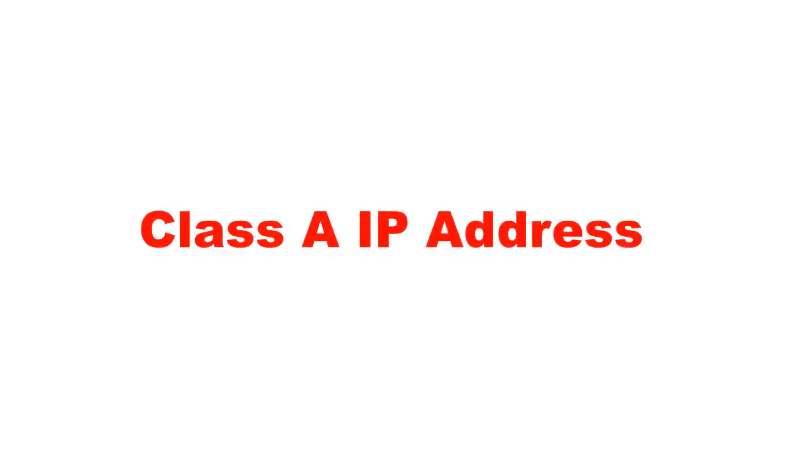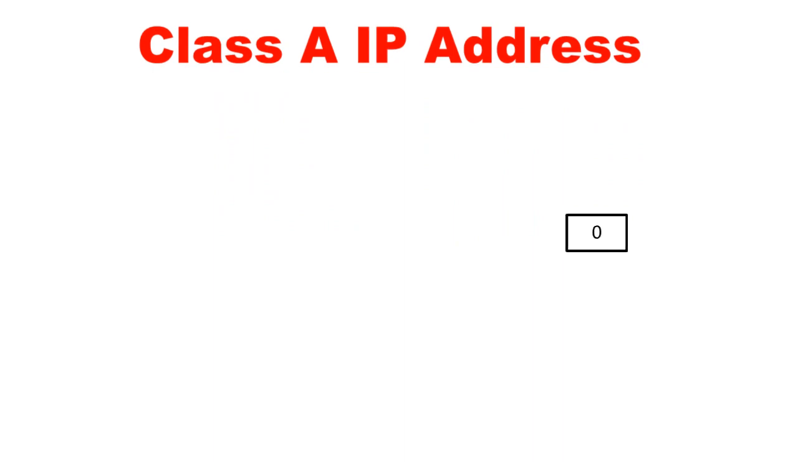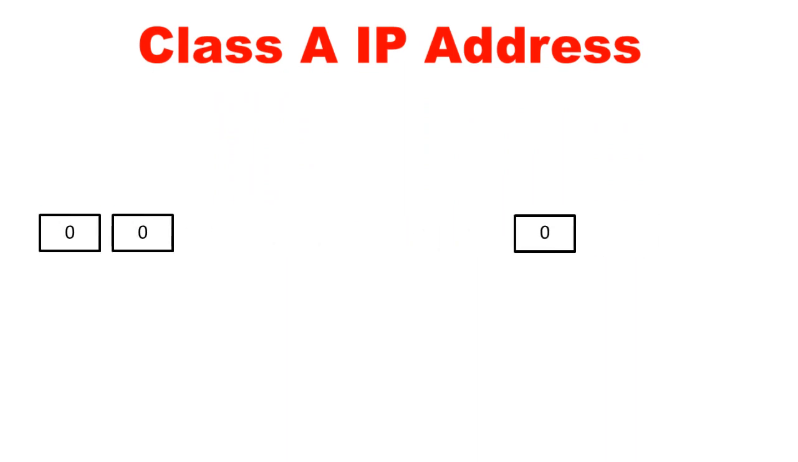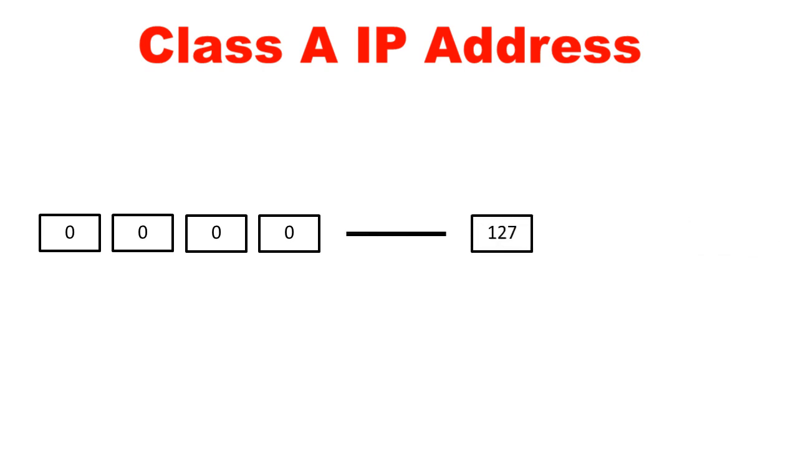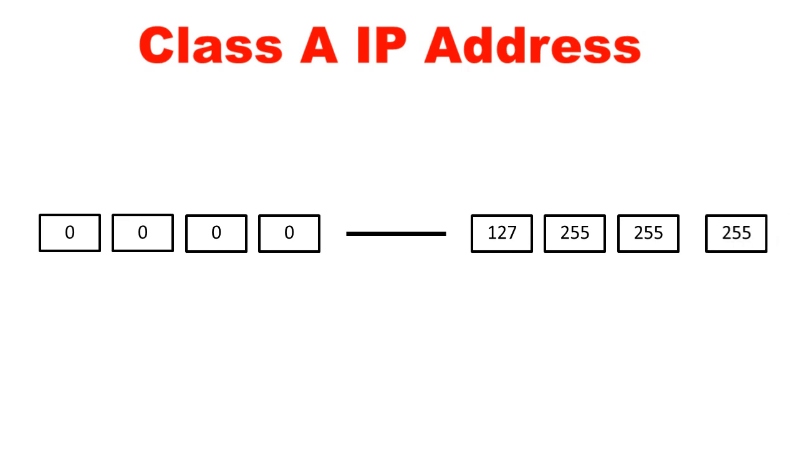Class A IP address range starts from 0.0.0.0 to 127.255.255.255. The first octet place holds the network number, and the remaining 3 octets hold the host numbers. That is why class A is defined as an 8-bit address.